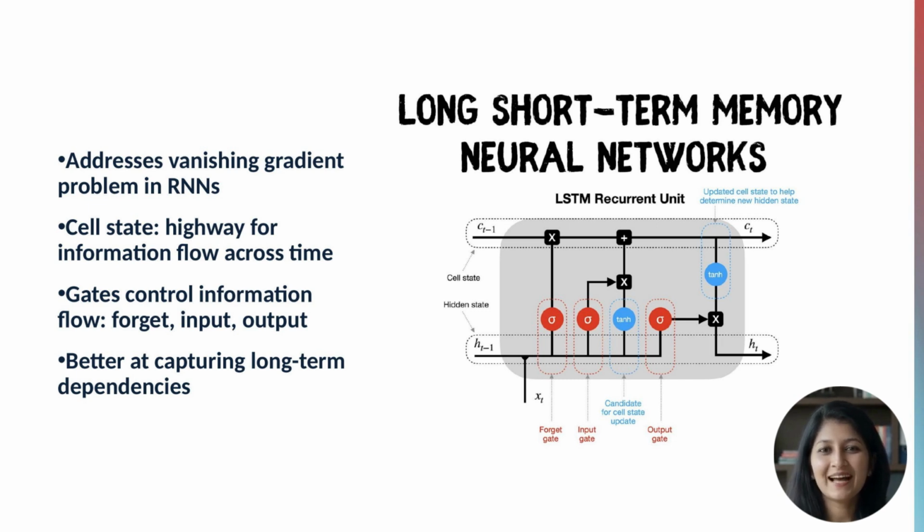The input gate decides what new information to add to the cell state. Maybe we just learned a key fact that should be remembered. The output gate decides what information from the cell state to output to the hidden state.